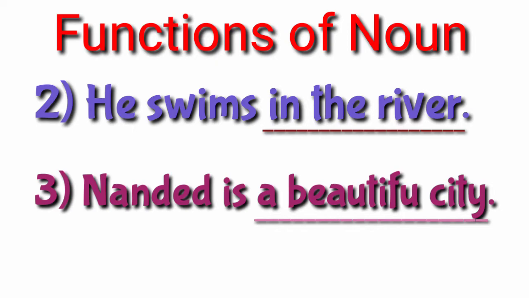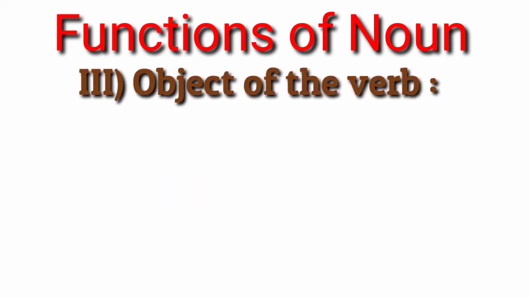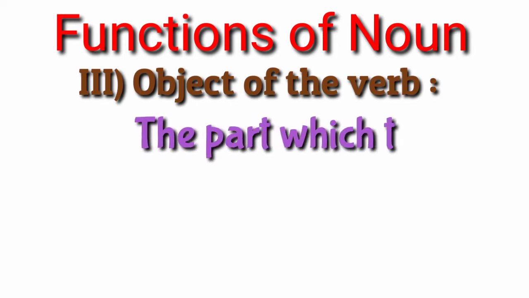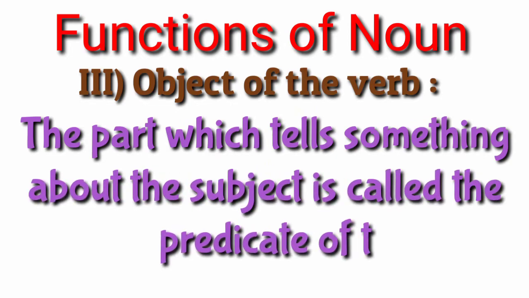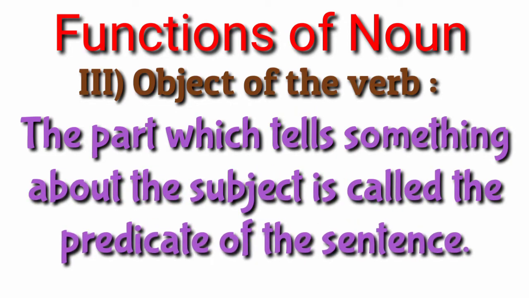Third use of noun: object of the verb. Subject and object are very common uses, because generally the subject or object of the verb in a sentence is a noun, pronoun, noun phrase or noun clause. The part which tells something about the subject is called the predicate of the sentence.